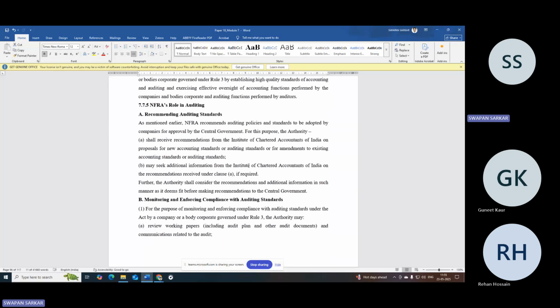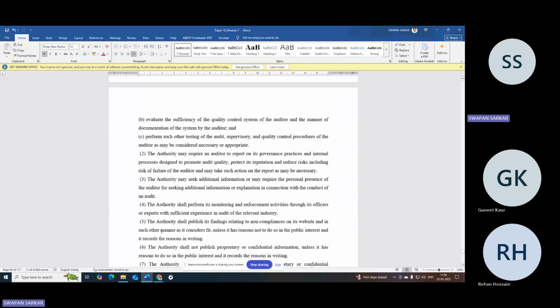For the purpose of monitoring and enforcing compliance with accounting standards under the Act by a company or body corporate governed under Rule 3, the authority may review working papers, evaluate the sufficiency of quality control of the auditor and the manner of documentation of the same, and perform such other testing of the audit, supervisory and quality control procedure of the auditor as may be considered necessary or appropriate.